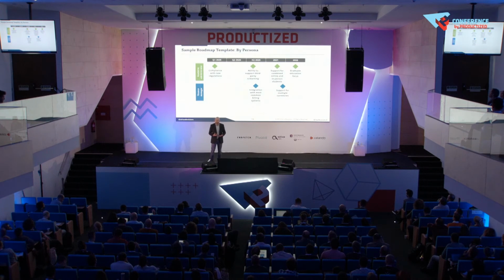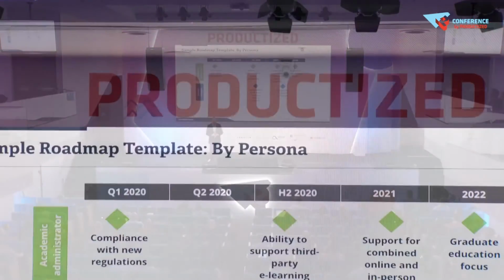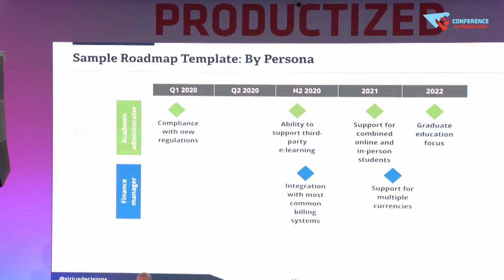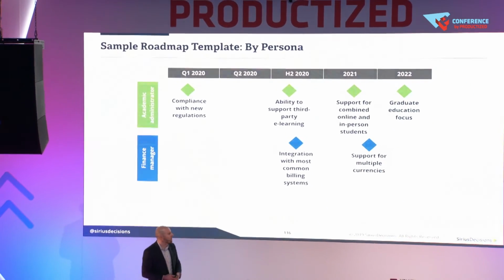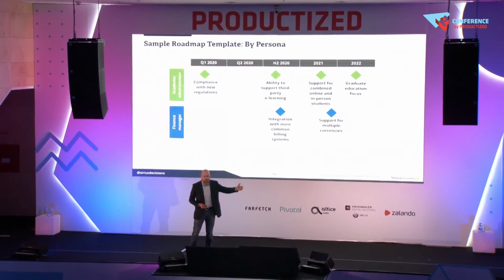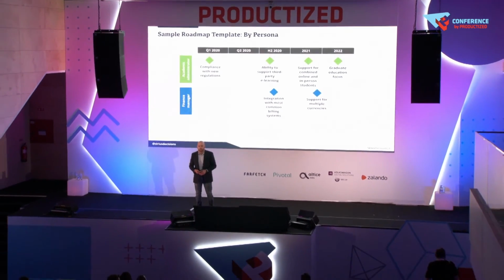Now again, a lot of times people will come and say, can you give me the roadmap template I should use? And if you've been listening, I hope you understand there is no single template, because it's going to change on all these different factors. But as an example, we've got a timeline that looks at quarter, half, and year. We've organized it, in this case, by persona.